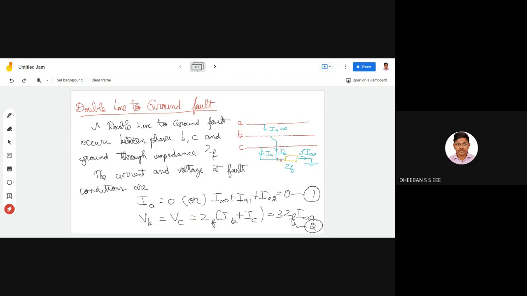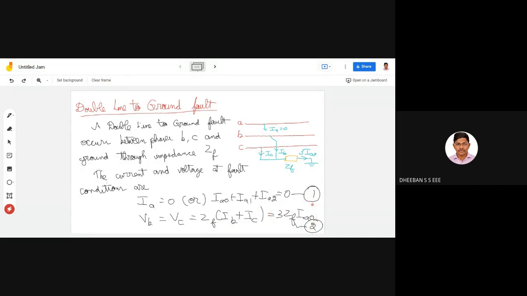So here you can see, if you're applying KCL at this particular node, it will be the summation of your IC and IB. So that's what we have over here. And this will be equal to 3 ZF into IA0, that is your zero sequence component.